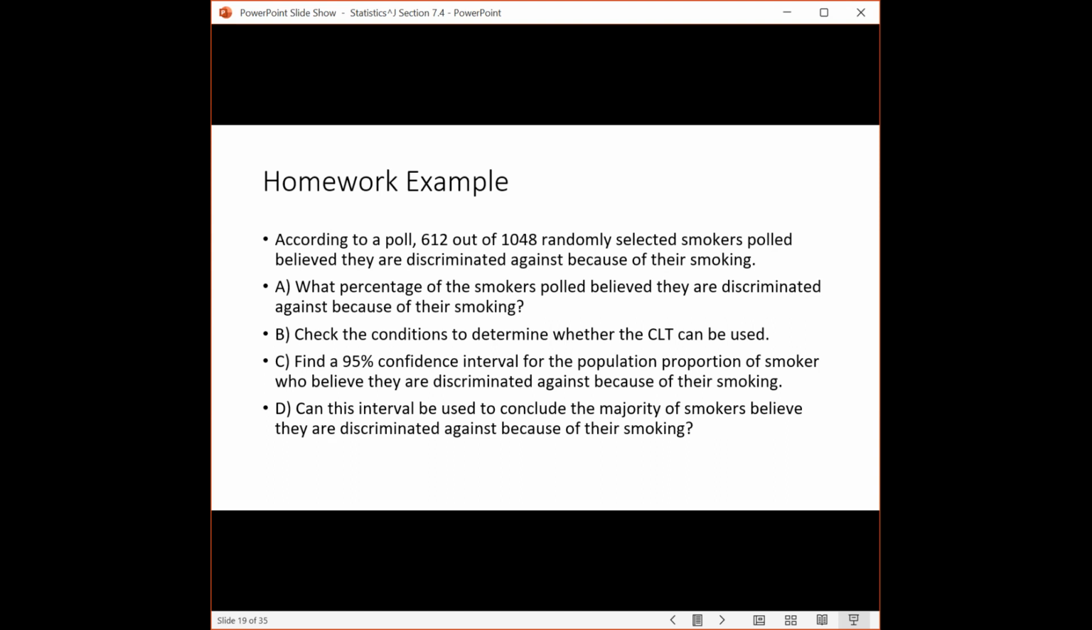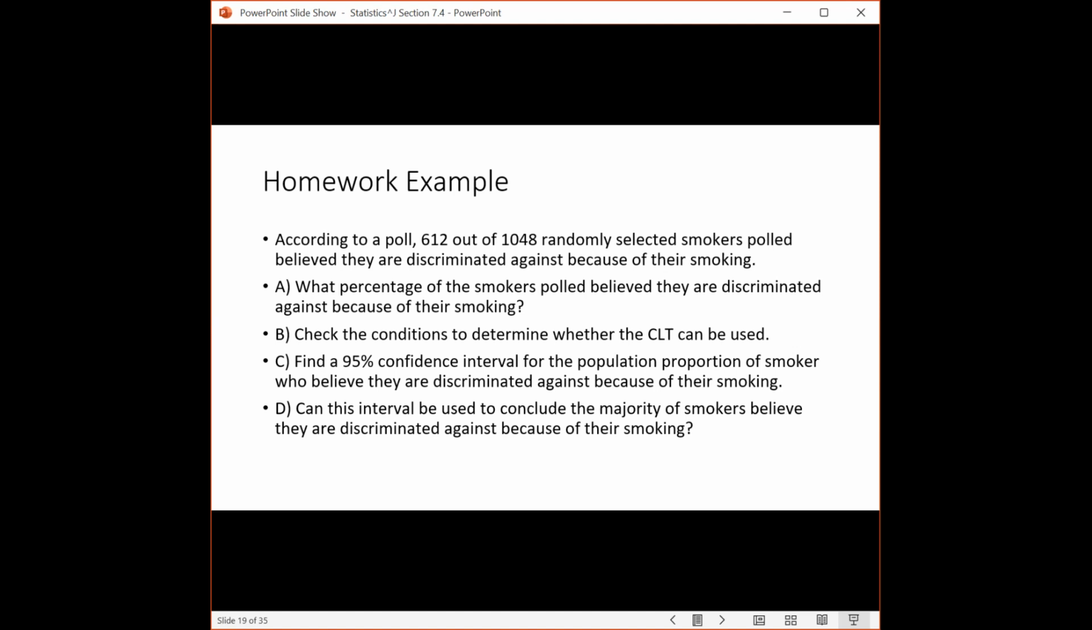So according to a poll, 612 out of 1,048 randomly selected smokers believe they are discriminated against because of their smoking. What percentage of the smokers believe they are discriminated against because of their smoking? And then check the conditions to determine whether the central limit theorem can be used. And then find a 95% confidence interval for the population proportion who believe they are discriminated against. And then can this interval be used to conclude the majority of smokers believe they are discriminated against? Okay, so let's go through these one at a time.